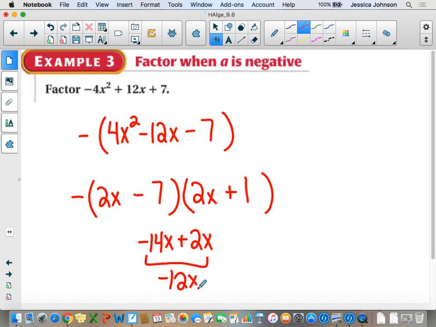The 2x times the 2x would give me the 4x squared. And then lastly, negative 7 and 1 would give me negative 7. And then if I factor my negative through from the beginning, that would change all these signs to their opposites, which gives me the original expression.